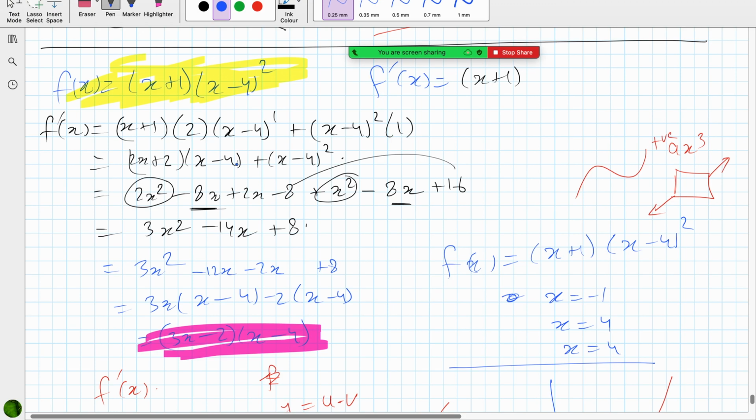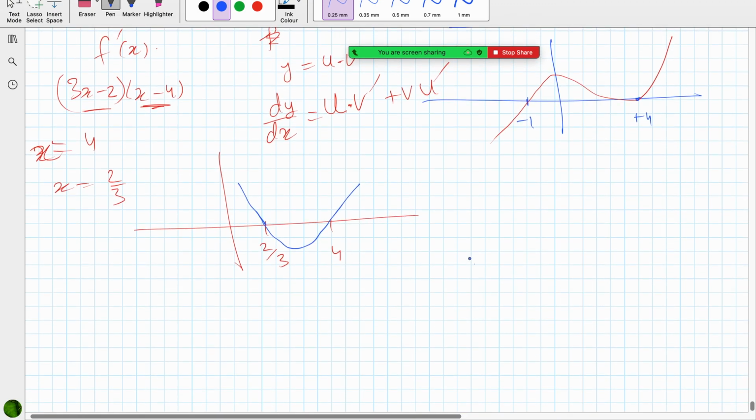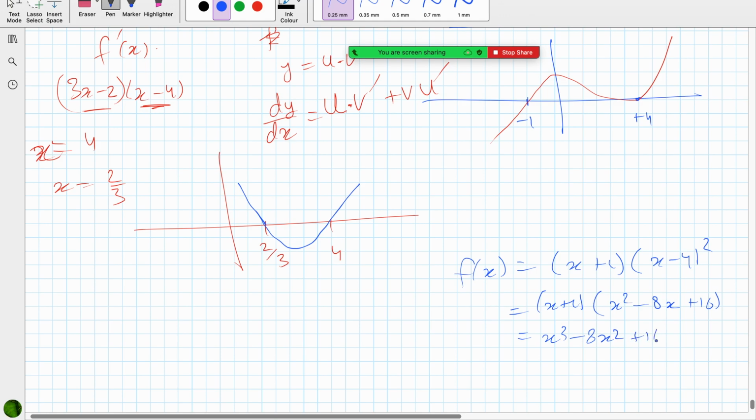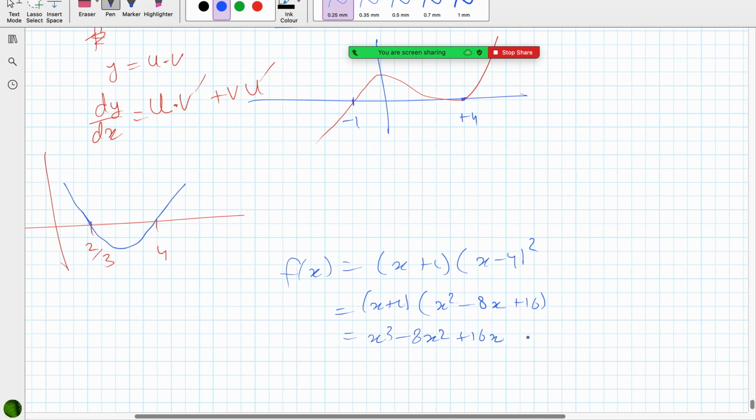And this was your equation, x plus 1 into x minus 4 whole square. The second way would be you simplify them first. So x plus 1 into a square minus 2ab plus b square. Then I'm multiplying this. So x cube minus 8x square plus 16x. Then with 1, plus x square minus 8x plus 16, x cube, and solving these two we get minus 7x square. Solving these two we get positive 8x plus 16.